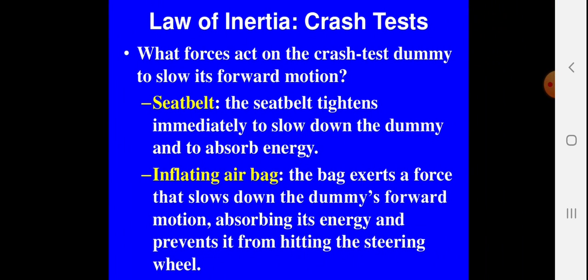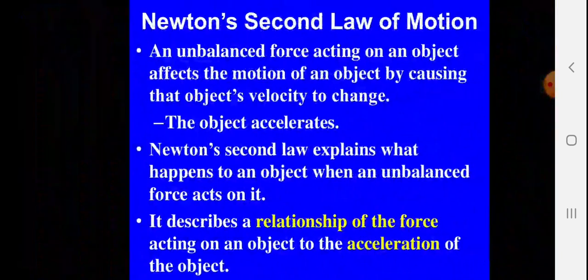Law of inertia, crash test. What force acts on the crash test dummy to slow its forward motion? Seat belt. The seat belt tightens immediately to slow down the dummy and absorb energy. Inflating airbags. The bag exerts a force that slows down the dummy's forward motion, absorbing its energy and preventing it from hitting the steering wheel. So that is the principle on which the airbags in a car work.